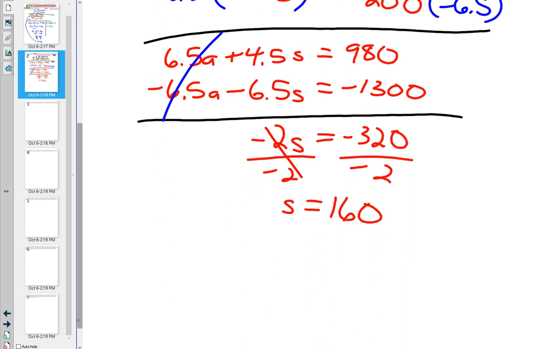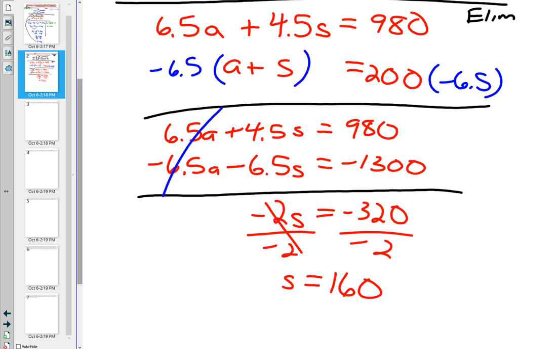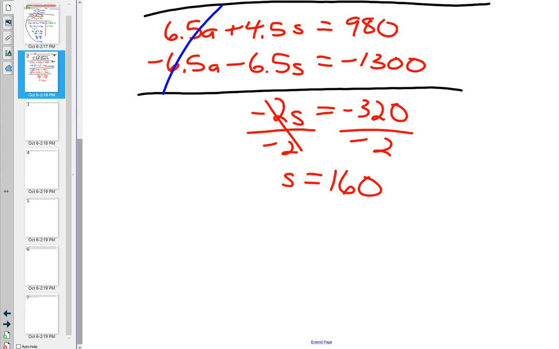Now, if I have the number of student tickets, now I need adult tickets, so I'm looking for A. Pick any equation you want. I'm guessing most of you would pick the second one. Yeah, the adult tickets plus, you want to use the one with all the decimals on it? Minus 160.